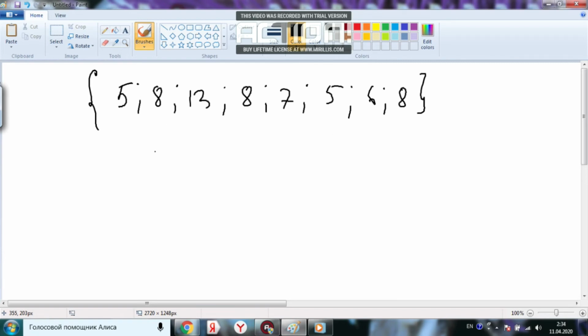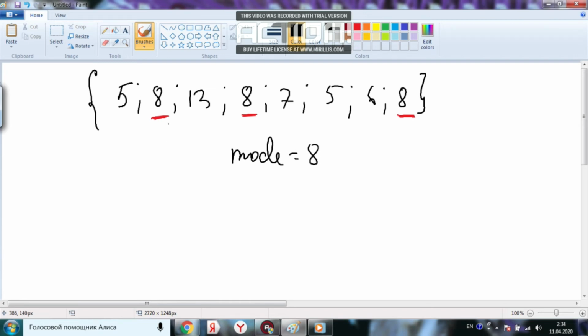So actually it's not mandatory to write them all in increasing order in order to find the mode, because the mode is the one that is repeated the most times. In this set of numbers, number 8 is repeated 3 times. So the mode will be 8.